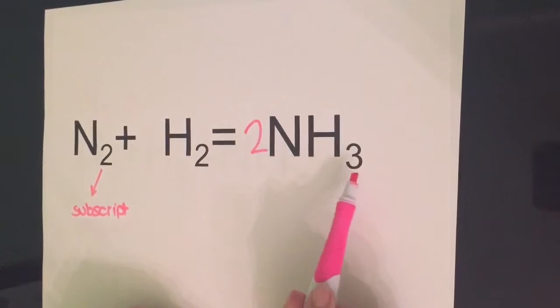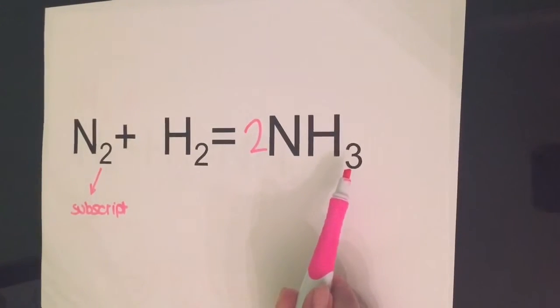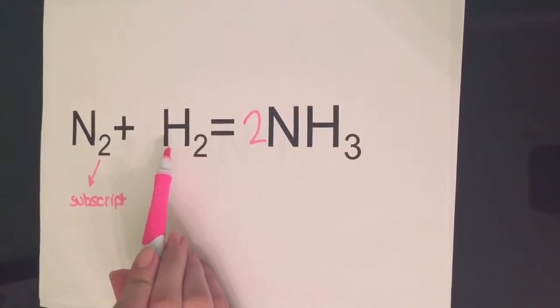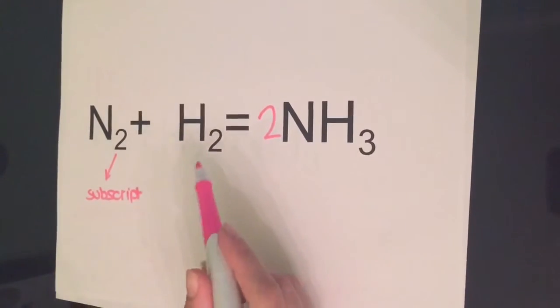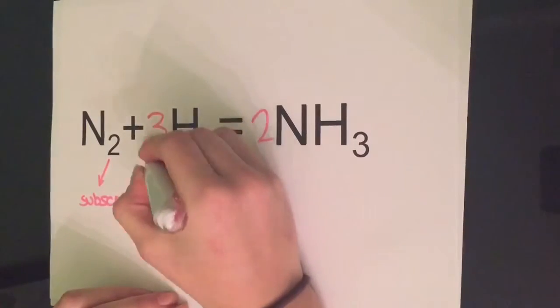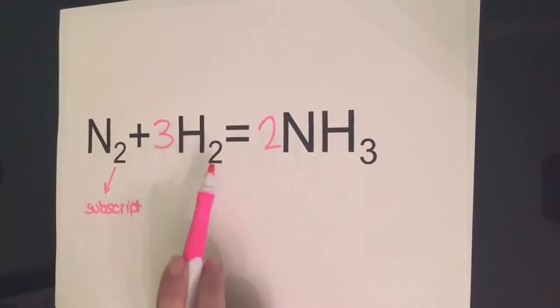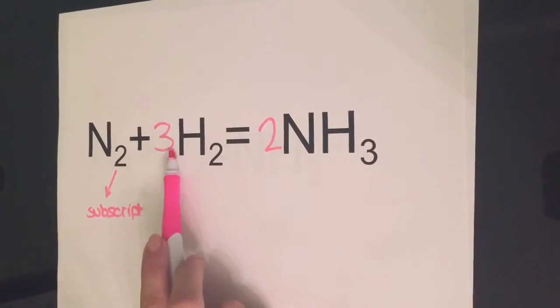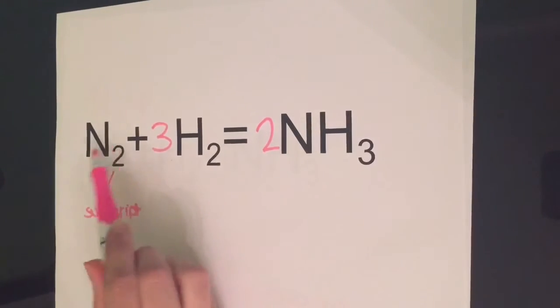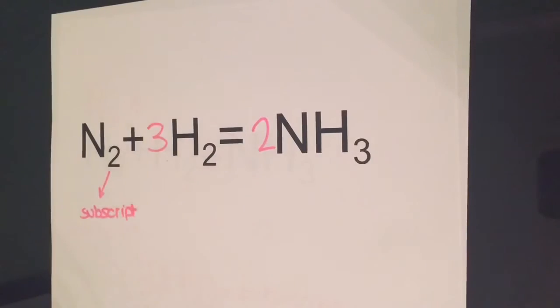That turns the number of hydrogens into a 6, so we have to also make that true on the reactant side. So that means that we have to put a 3 before the H2 here. The way you find the number of this type of atom is multiplying the coefficient by the subscript, which is the number below the symbol.